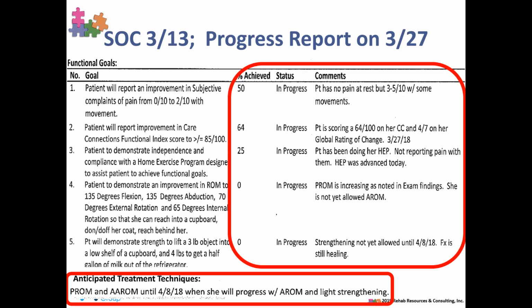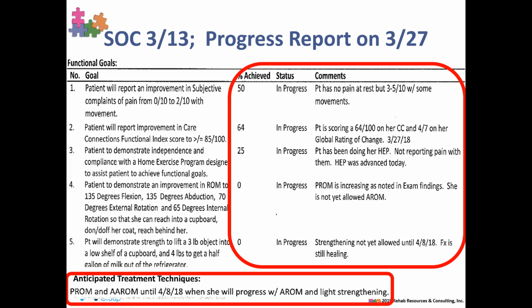Here is another example of a progress report filled out well. Each goal is addressed with the percentage achieved, but there's also comments to further explain how they arrived at that percentage. There are reasons given for why some goals are not met yet and explains what else needs to be addressed. For example, goal number 1, we know the patient is still having pain with some movements, so that this will be a focus of treatment.